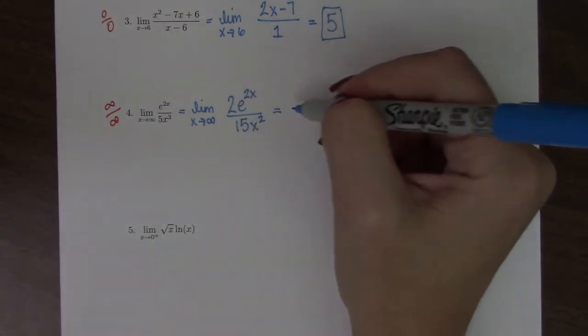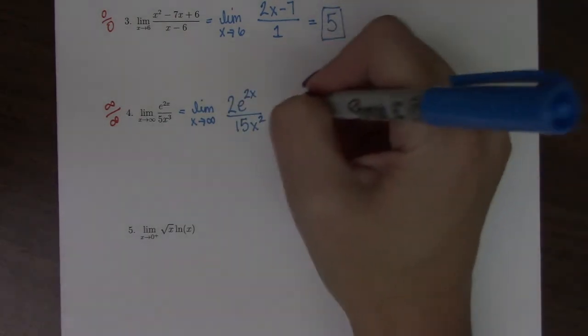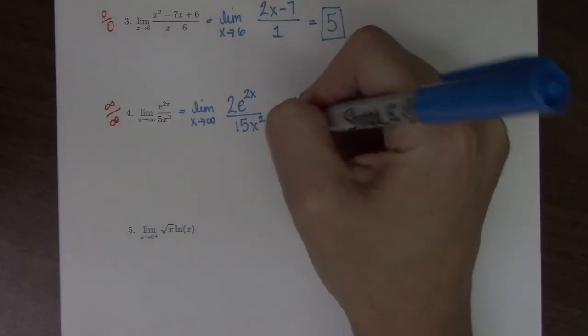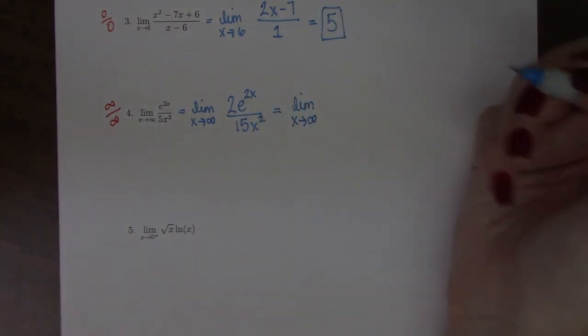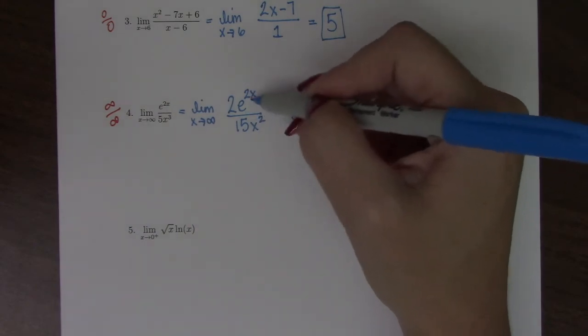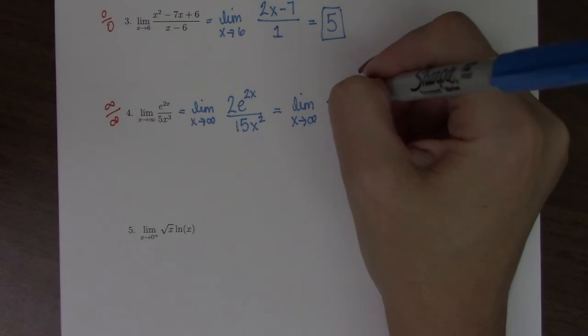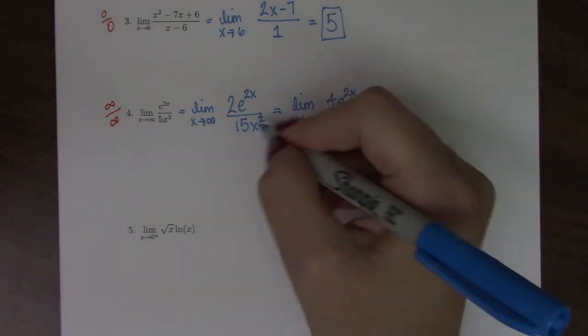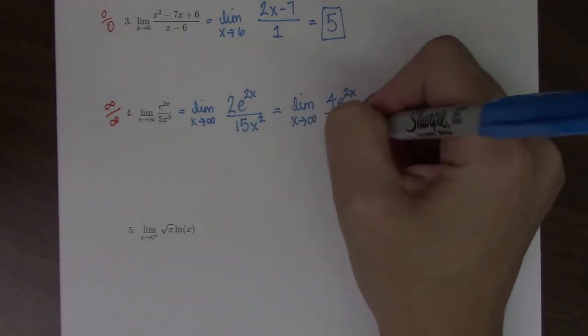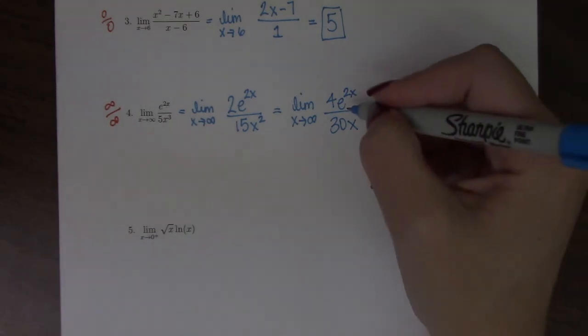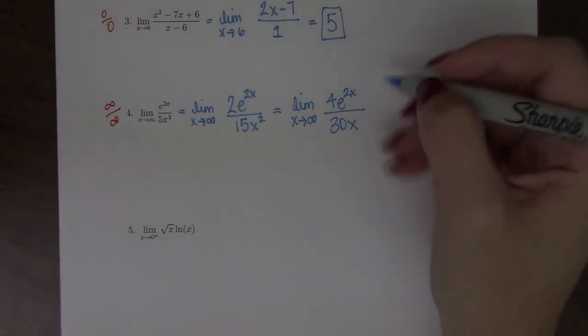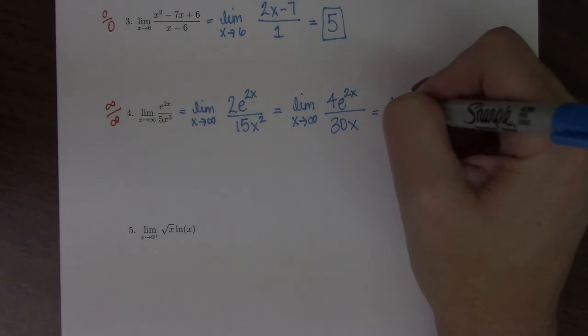This is an example of where we can do L'Hopital over multiple iterations. Because I'm still at infinity over infinity, now I'm going to take the derivative again. So it's e to the 2x times another 2, so I get 4e to the 2x. 2 times 15 is 30, so I have 30x. I'm still at infinity over infinity, so I can do this again.